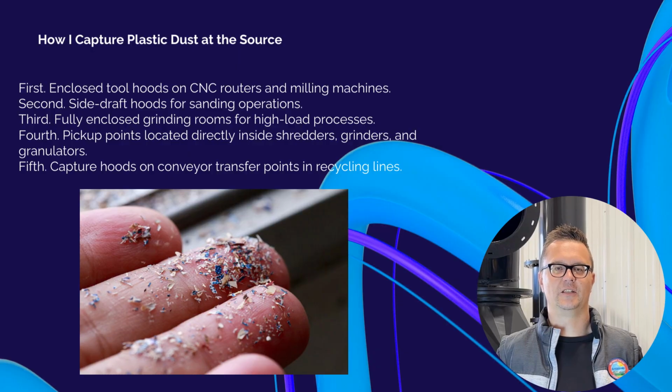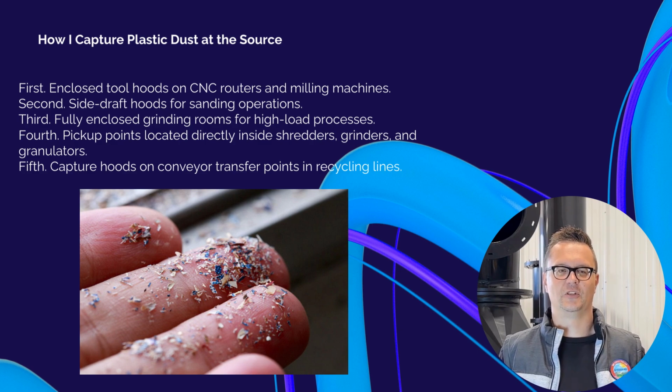How I capture plastic dust at the source. Capturing plastic dust requires proper hood design because the dust is light and easily escapes. The most effective capture methods are: first, enclosed tool hoods on CNC routers and milling machines. Second, side draft hoods for sanding operations. Third, fully enclosed grinding rooms for high-load processes.